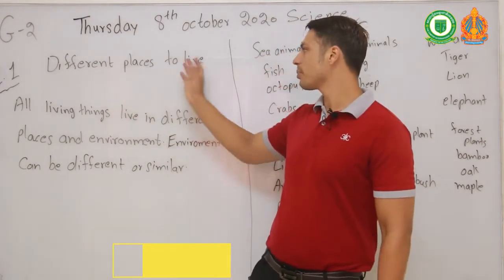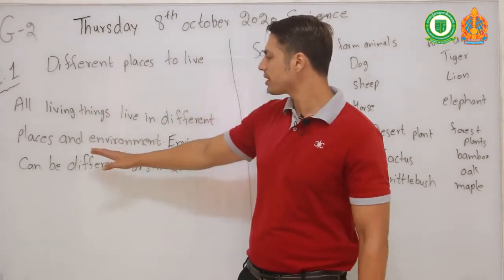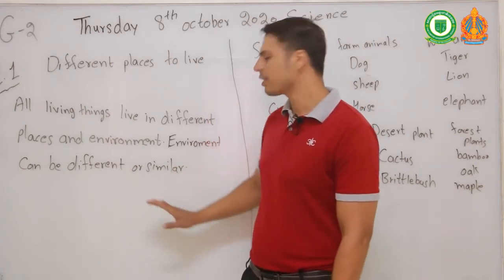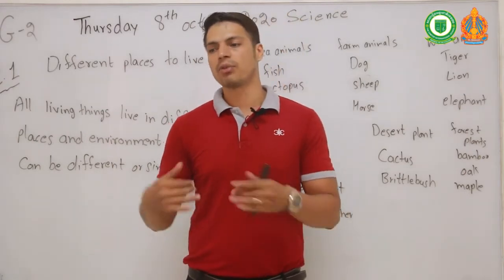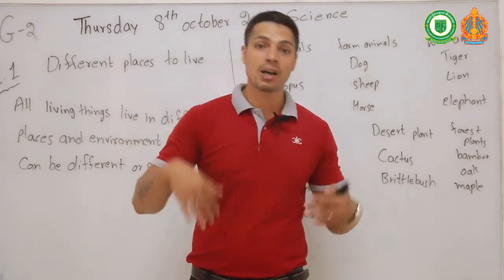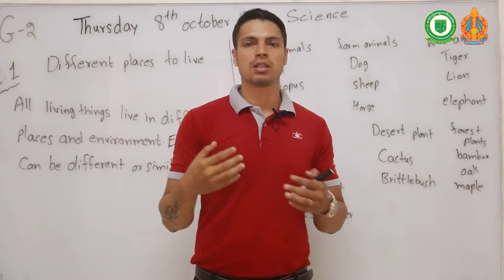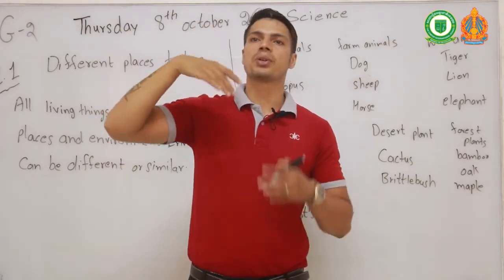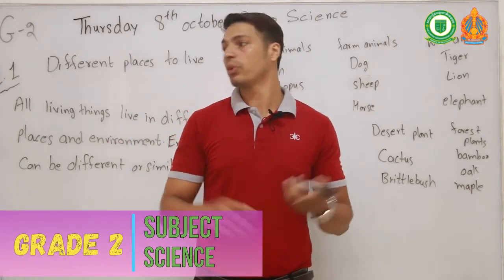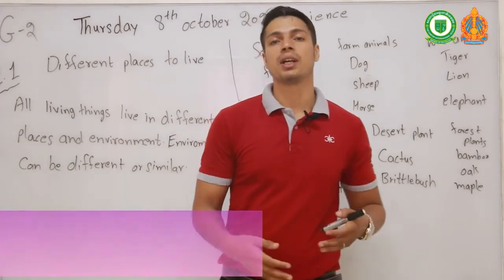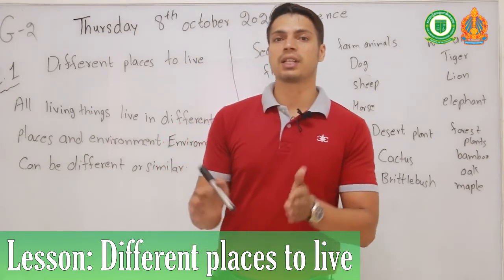Today we reviewed different places to live. All living things live in different places, and environments can be different or similar. Like us human beings, we live in different places. We need a house to survive. We need a roof to protect us from sun and rain, and we need walls to protect us from hot weather and really cold weather. That's why different living things live in different places.